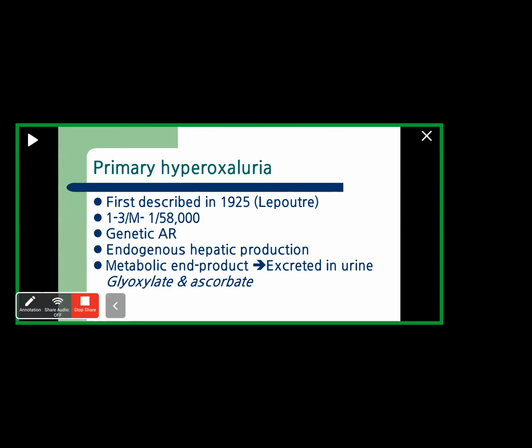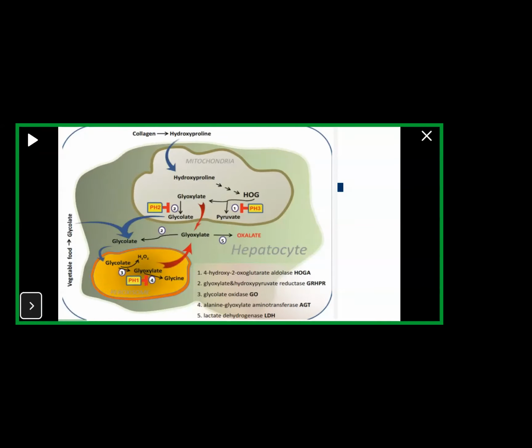Here we can see some of the reactions associated with oxalate metabolism. We can see that hydroxyproline is metabolized in the mitochondria to hydroxy-oxoglutarate, HOG, and this HOG is normally metabolized further to pyruvate by the enzyme hydroxy-oxoglutarate aldolase, HOGA. Now, if this is blocked, we are going to get an increase in a substance called glyoxylate, and that's the precursor of oxalate, and this condition is known as primary hyperoxaluria type 3.